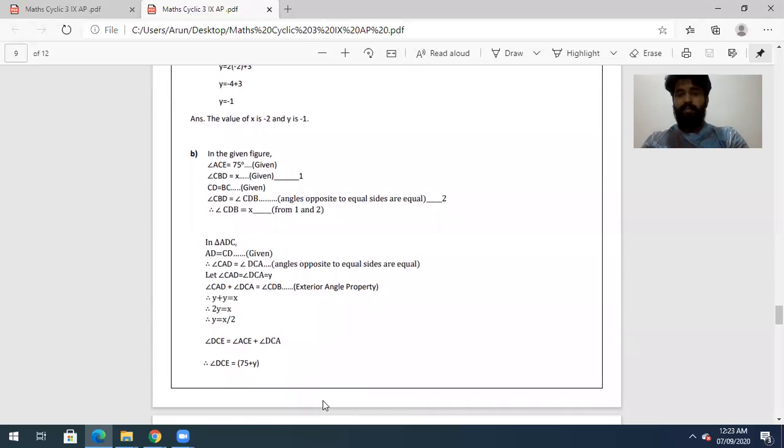Going on to the next question. So in the given figure, angle ACE is given to us as 75 degrees. Angle CBD is equal to x. That is also given to us. So we'll take that as equation number 1.